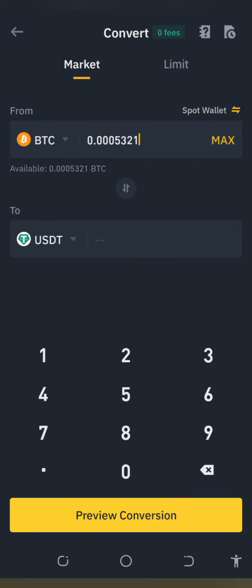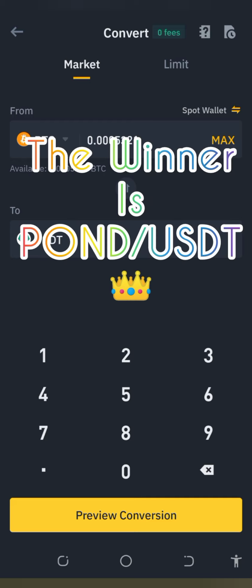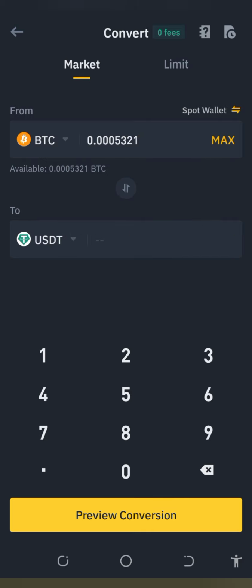Okay, so what I'm gonna do, right now we've obviously seen who the winner is. The winner is Pond USDT that made us 14 cents. Could have made us over 20 cents, but I was in a hurry. I mean, I waited for over 19 hours. Is that being in a hurry? No.